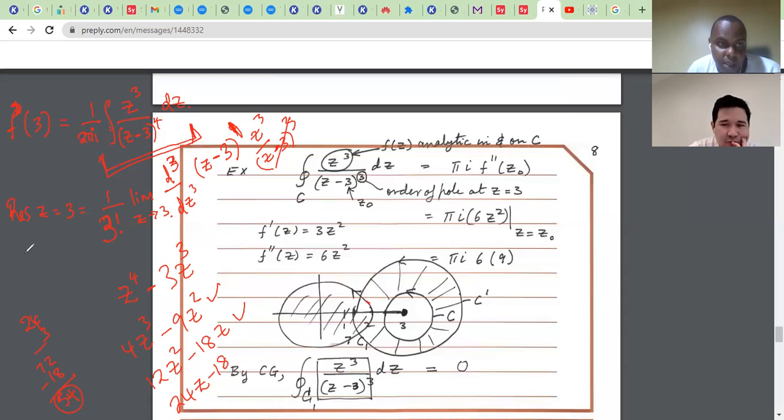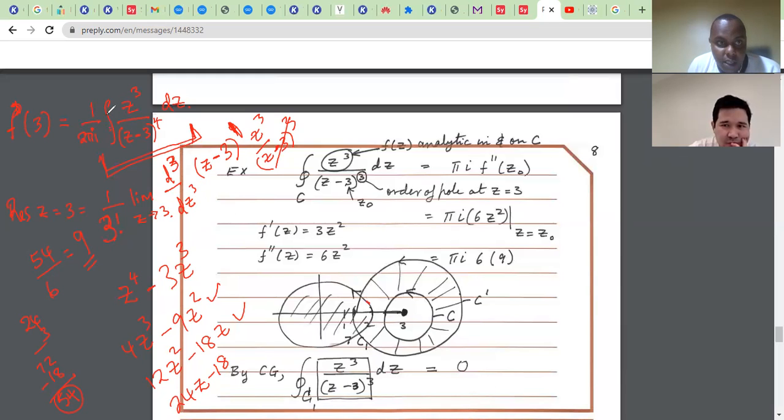So that's the limit. And then 54 you divide by 3 factorial. 3 factorial is 6. What is 54 divided by 6? Is it 9? 9, yes. So the residue at that point is going to be 9. And to find the integral, you just do 9 multiplied by 2 pi i.